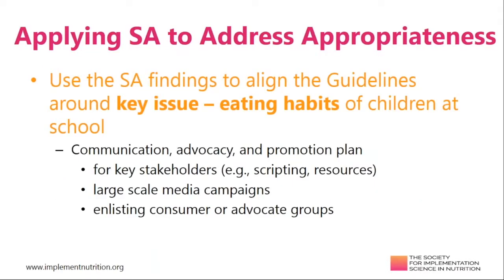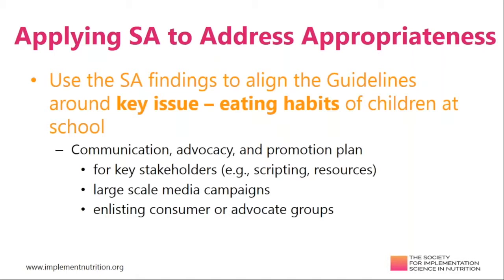The appropriateness of any nutrition action might be improved if all stakeholders recognize the same problem, and at the same time, all stakeholders recognize that the nutrition action is the appropriate solution. That is, one needs to have a clear and consistent message between the problem and the proposed solution. In this case, the data from Mexico show that one would want to align the guidelines on the issue of eating habits of children at school, rather than obesity or other chronic diseases.